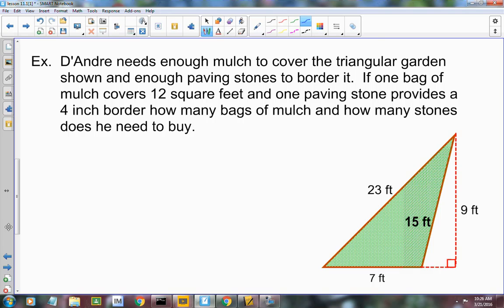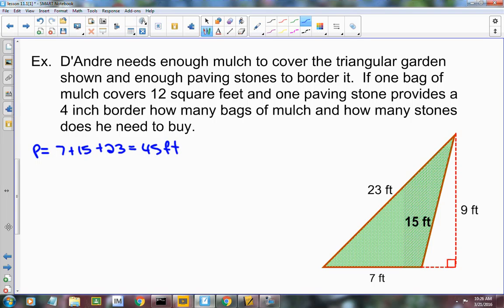Okay, so what do we have to find here? The area and the perimeter. Which one do you want to find first? Perimeter, okay. So, and it's easy because I gave you everything, right? So I've got 7 plus 15 plus 23. That's what? 45 feet.